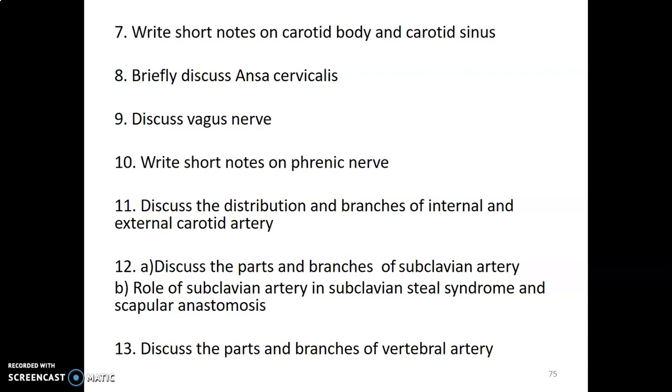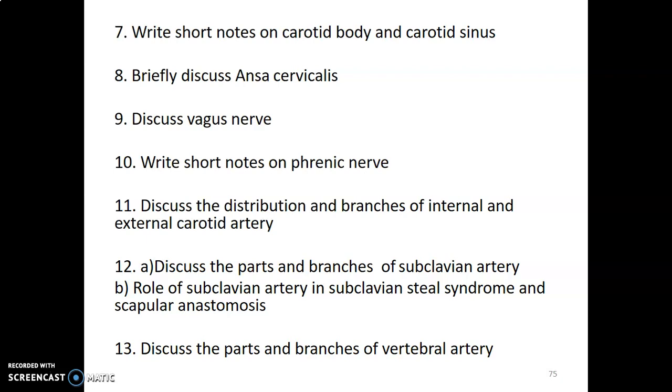Write short notes on carotid body and carotid sinus. Which one is a chemoreceptor? Which one is a baroreceptor? Where are they located? The innervation and blood supply. Briefly discuss ansa cervicalis, which has been covered. Discuss the vagus nerve. Go to the lecture video on cranial nerves. Write short notes on phrenic nerve.